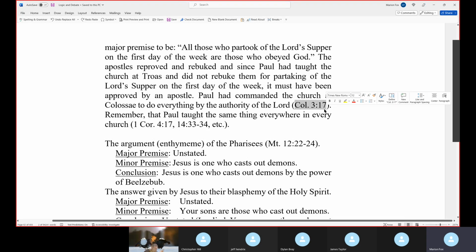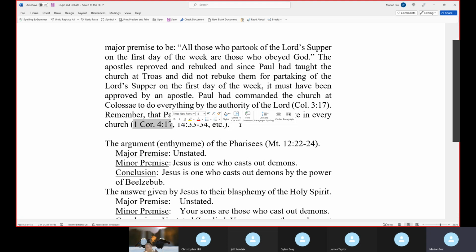Whatever you do in word or deed, do all what? Remember? Help me out, somebody. The name of the Lord. The name of the Lord. All right. Now then, let's look at 1 Corinthians 4:17. So open your New Testaments to that passage, and you'll see something very interesting. I had mine open, and I closed my Bible.